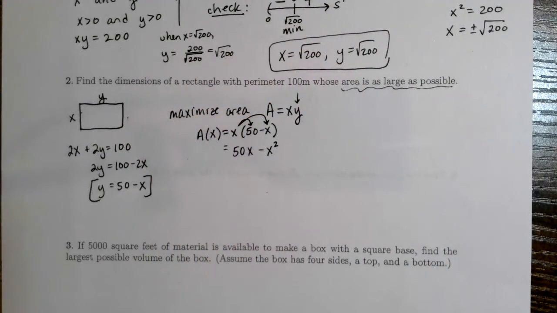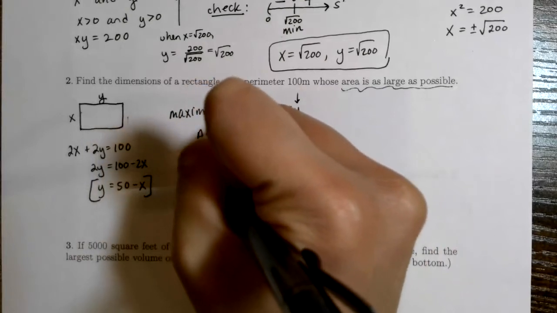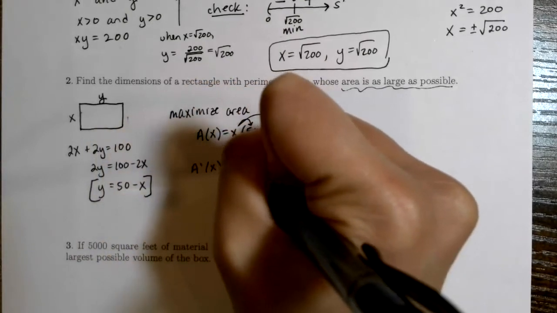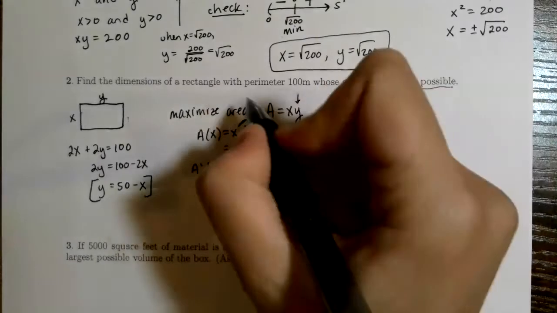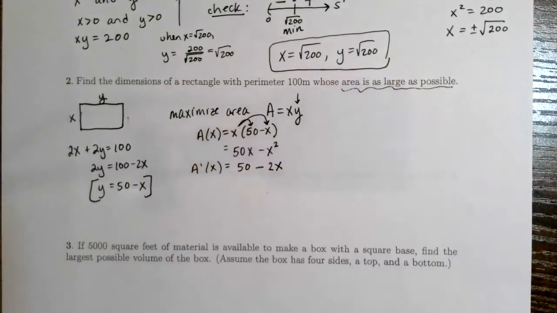All right, so now I just want to find the location of the maximum of this function. So I'll find its critical numbers and then choose one of my 3 options for identifying the maximum. All right, so my derivative, now that it's all cleaned up, is very straightforward. I have 50 minus 2X.